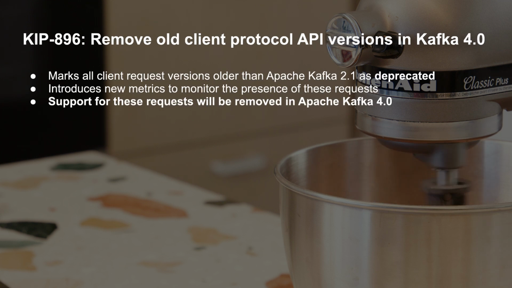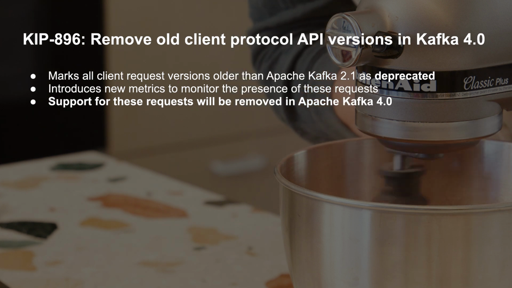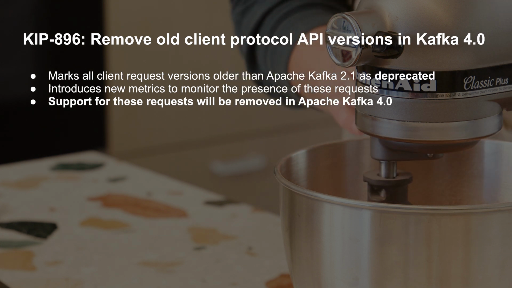With the addition of KIP 8.9.6, you'll notice that some client requests from earlier versions will be marked as deprecated, specifically versions older than Apache Kafka 2.1. To help you know if you're using older request types, this KIP also adds new metrics. By Apache Kafka 4.0, expect support for these client request versions to be completely removed.